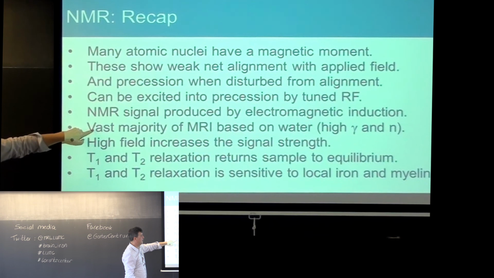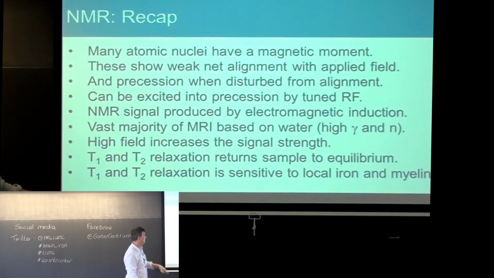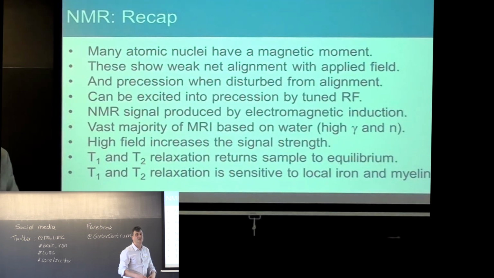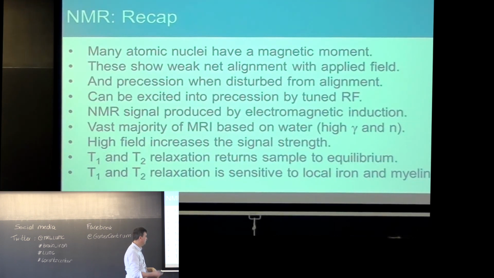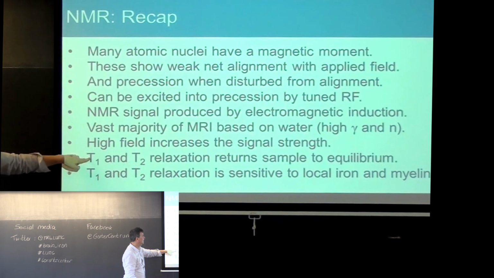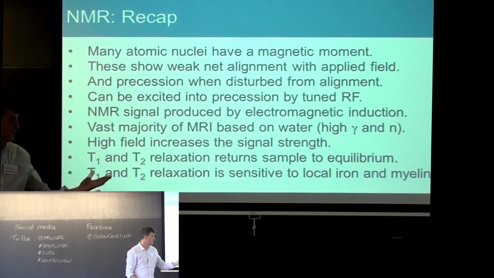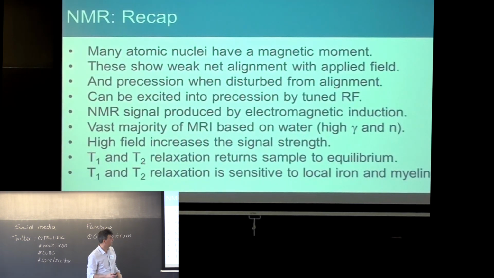The vast majority of MRI is based on water. We like to go to high field because that increases the signal strength. It makes magnets more expensive, but it's generally worthwhile. T1 and T2 relaxation returns the sample to equilibrium, and T1 and T2 relaxation is sensitive to local iron and myelin. Okay, so that's all of NMR. Let's now do all of MRI.